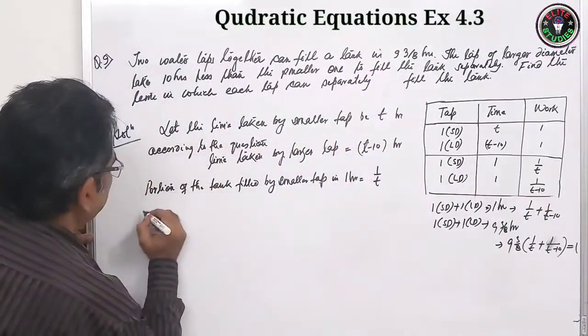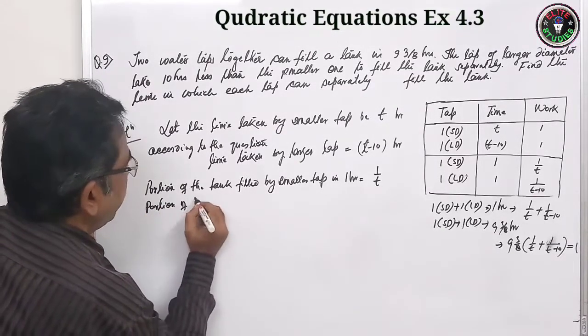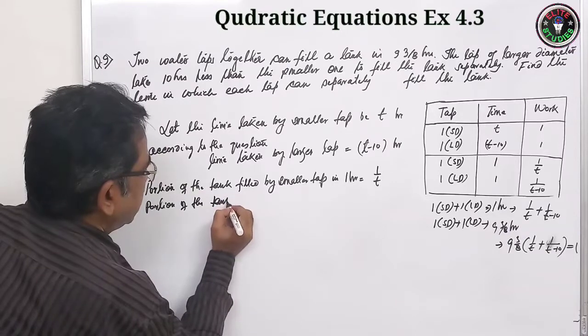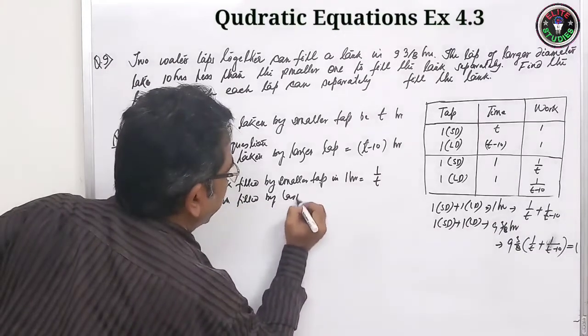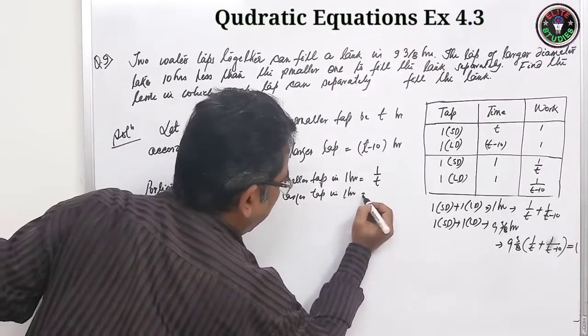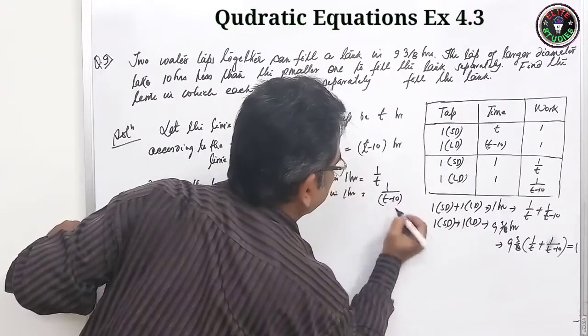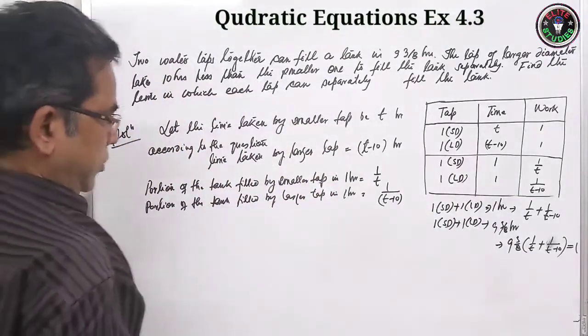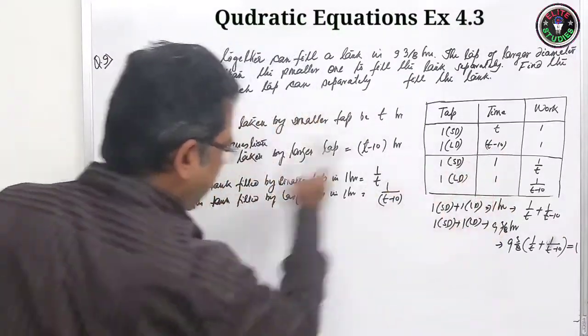Similarly, portion of the tank filled by larger tap in 1 hour will be equal to 1 by t minus 10. Again, we will write this one. You only have to convert. Once you make this table, you have to convert them into English.